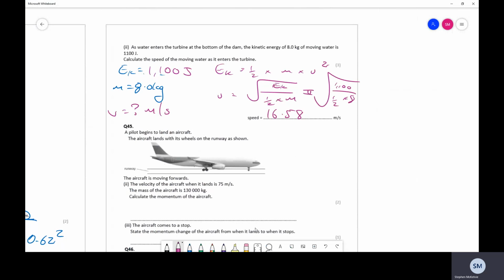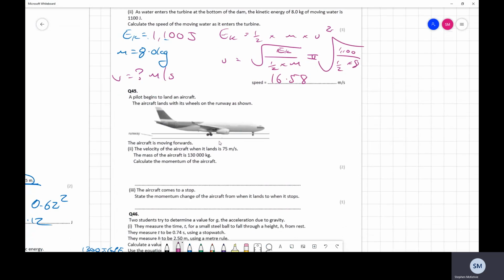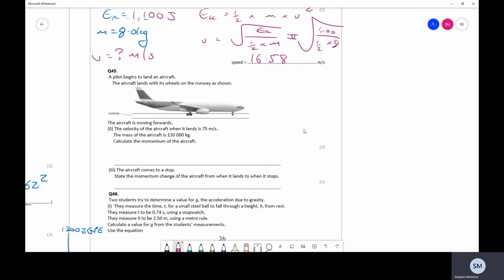A pilot begins to land an aircraft. The aircraft lands with its wheels on the runway as shown. The aircraft is moving forwards. The velocity of the aircraft when it lands is 75 meters per second. The mass of the aircraft is 130,000 kilograms. Calculate the momentum of the aircraft.